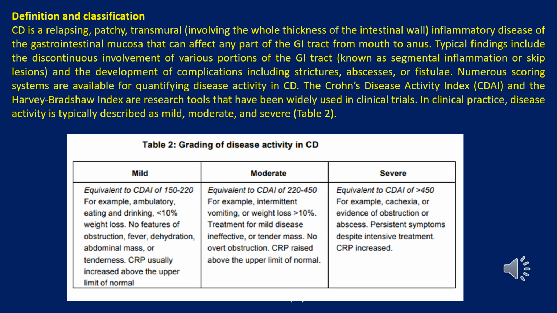Typical findings include the discontinuous involvement of various portions of the GI tract, known as segmental inflammation or skip lesions, and the development of complications including strictures, abscesses, or fistulae. Numerous scoring systems are available for quantifying disease activity in Crohn's disease. The Crohn's Disease Activity Index, abbreviated as CDAI, and the Harvey-Bradshaw Index are research tools that have been widely used in clinical trials. In clinical practice, disease activity is typically described as mild, moderate, and severe, as shown in Table 2.